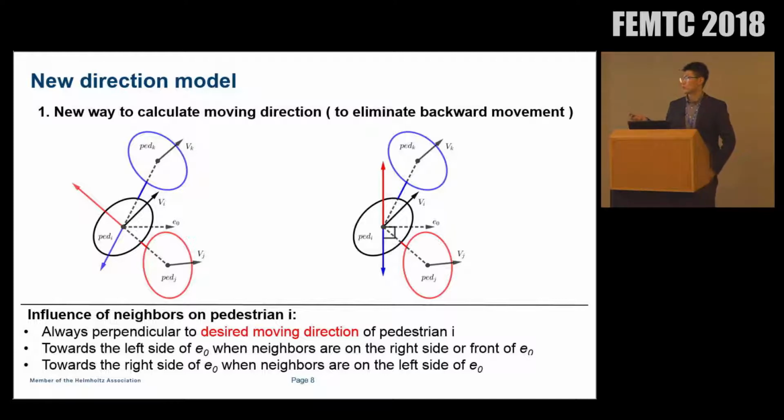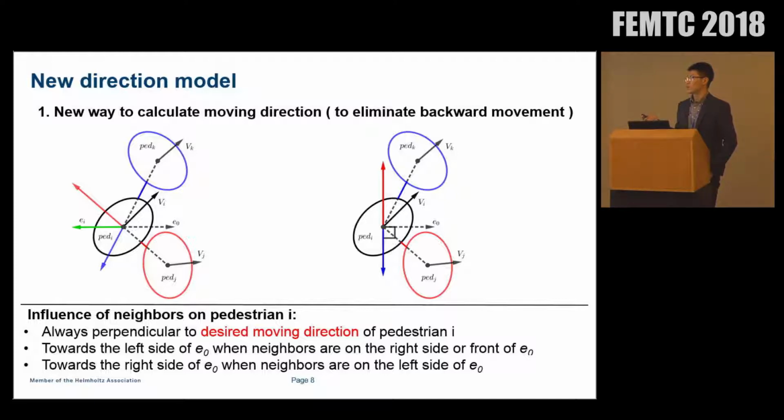So it can be described by the left figure. In this figure, the dashed vector is the desired moving direction of this pedestrian i, the red vector is the influence from pedestrian j, and the blue vector is the influence from pedestrian k. In this case, we can find that the sum of these three vectors is the green vector, which points towards the opposite direction of the desired moving direction of this pedestrian. So that means pedestrian i will move in the opposite direction. So I think this is the reason for the backward movement.